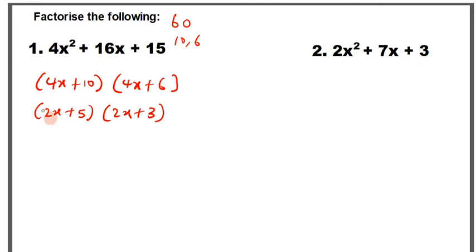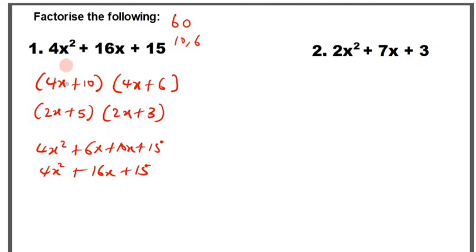So let's see. 2x times 2x is going to be 4x squared. 2x times plus 3, that's going to be plus 6x. 5 times plus 2x, that's going to be plus 10x. Then 5 times 3, that's going to be 15. So you're going to have 4x squared plus 6x plus 10x, that's 16x, plus 15. So you can see that this is exactly the same as this. So that means our factor is what? Correct. So in just 2 steps, we get to our factor.